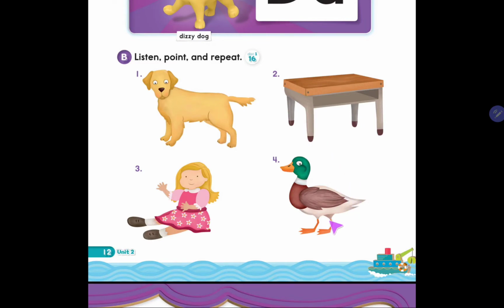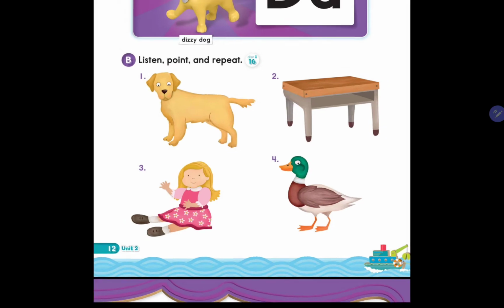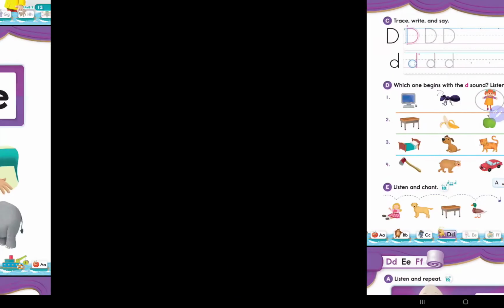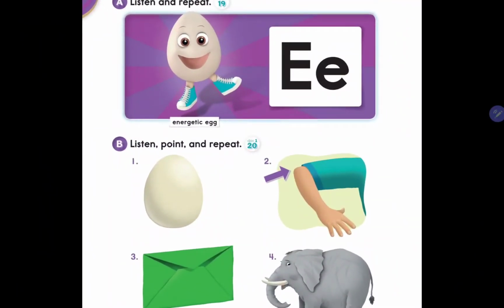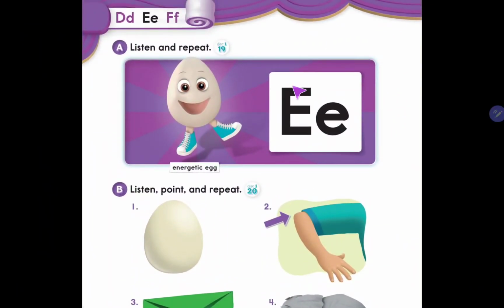This is a duck. D, D, duck. Okay, after the letter D, we learn about the letter E. This is the letter E. The sound for E is eh, eh, eh.